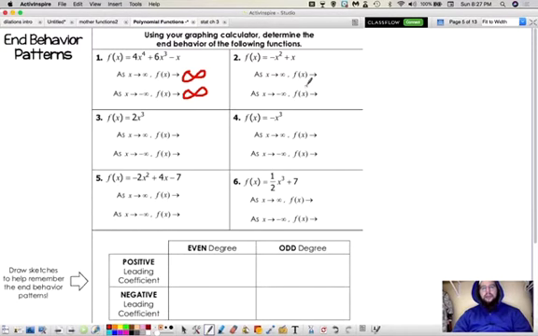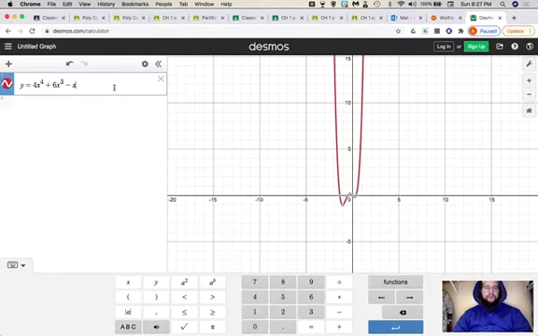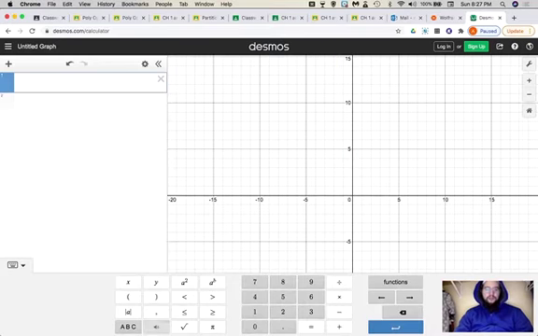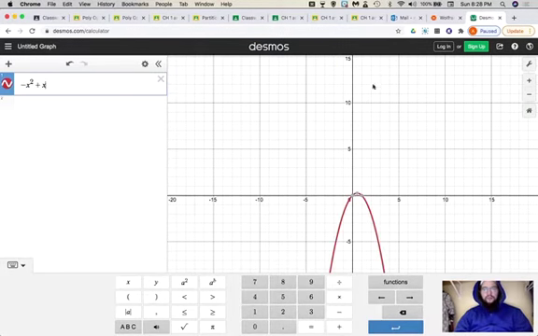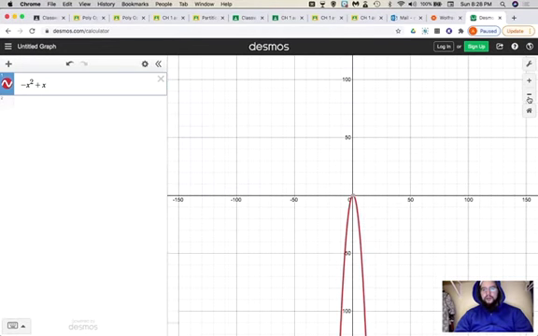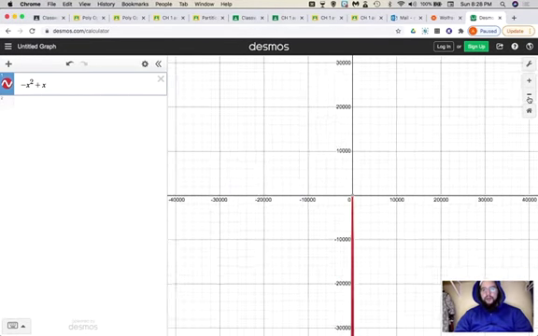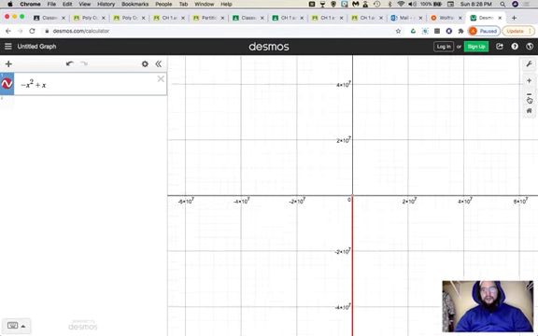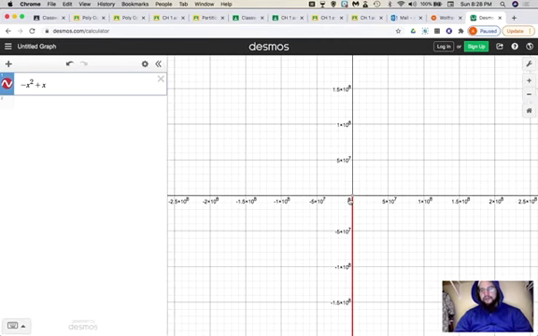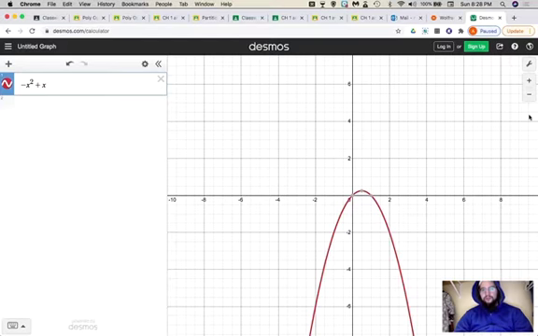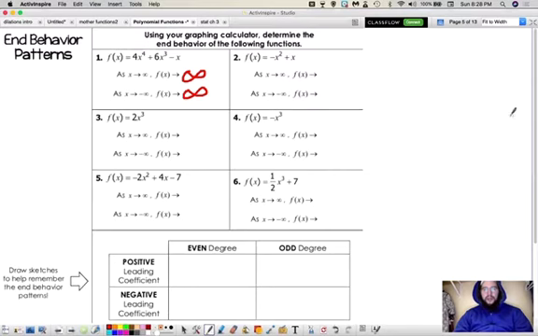Let's look at number 2, negative x squared plus x. Zoom out. I think it's going down for both of them. Yeah, it's still going down. Yeah, it's going down, right? It's down. So that down would be negative infinity. Here we're looking at the y value specifically.